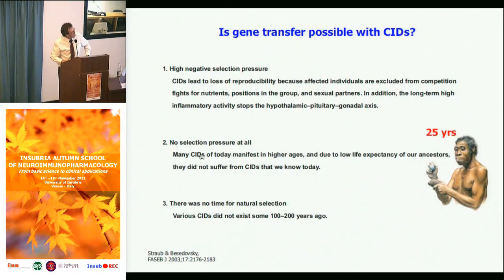Or there is no selection pressure at all. This happens because many of the chronic inflammatory diseases that we know today manifest in higher ages. And due to the low life expectancy of our ancestors, 25 years or less, they did not suffer from the chronic inflammatory diseases that we know. And if they don't suffer from it, there cannot be positive selection pressure. There cannot be negative selection pressure. There is no selection pressure at all because they did not have our diseases. And as I mentioned before, in Africa, the people don't have chronic inflammatory diseases. Under natural conditions, these diseases anyhow don't start to exist.